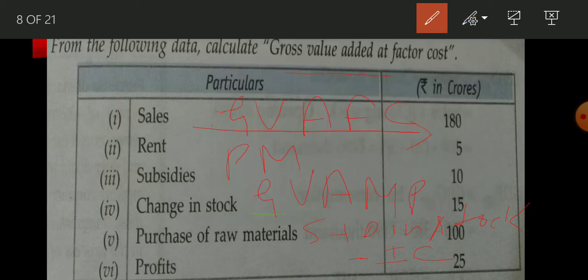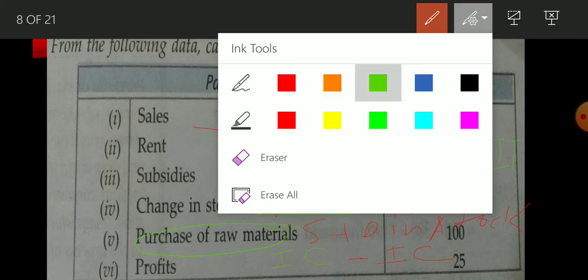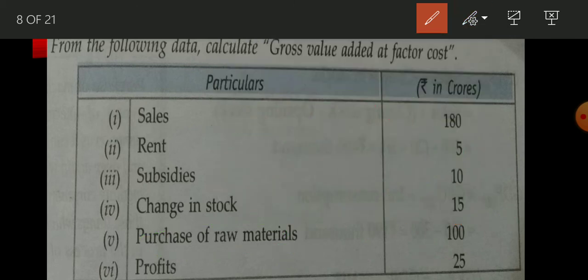Okay, the sales is given 180, and change in stock is given 15, and this purchase of raw material, this is your intermediate consumption. So when you put all these values in this equation, you will get GVA MP. After that, you are able to calculate GVA FC. How? All the things are same, GVA. Here is MP, here is FC. So when we are moving from MP to FC, we have to subtract NIT, net indirect tax. In this way, you are able to solve this question.